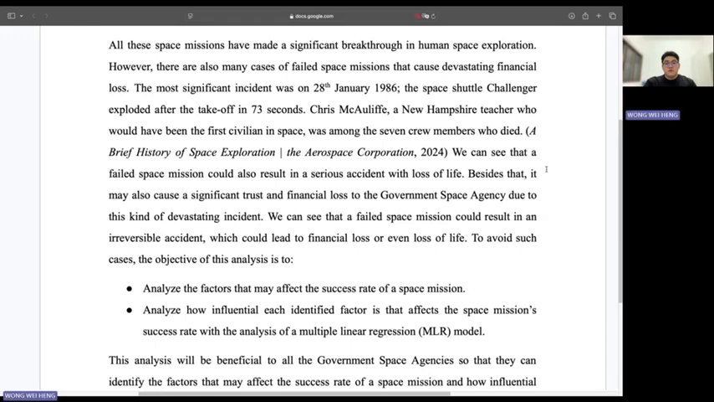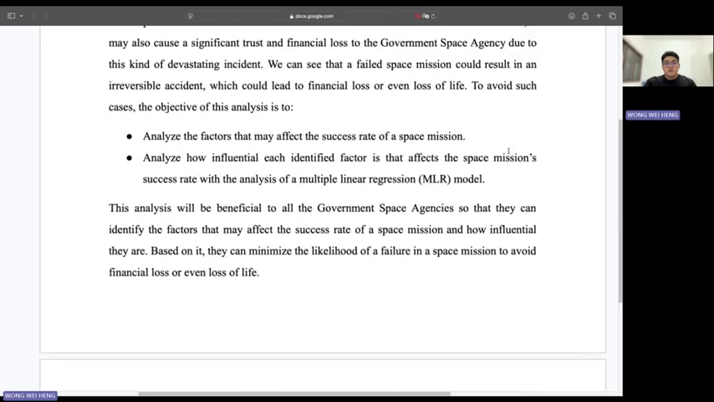To avoid such cases, the objective of this analysis is to analyze the factors that may affect the success rate of a space mission and how influential each identified factor is, with the analysis of a multiple linear regression model.